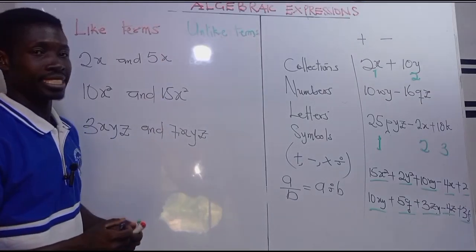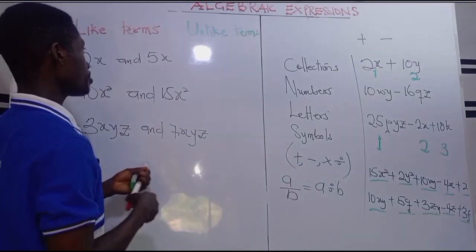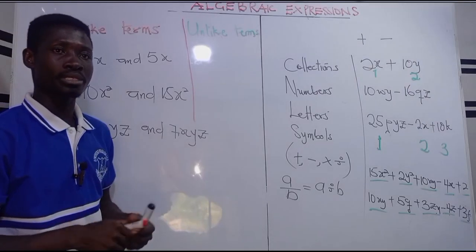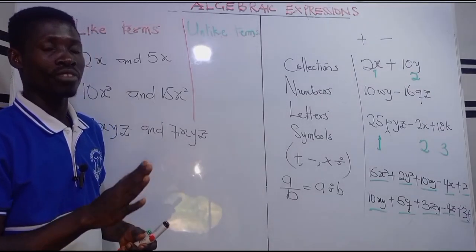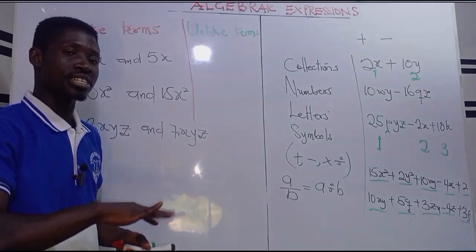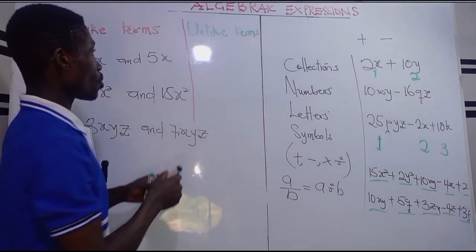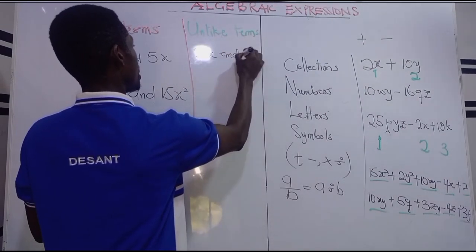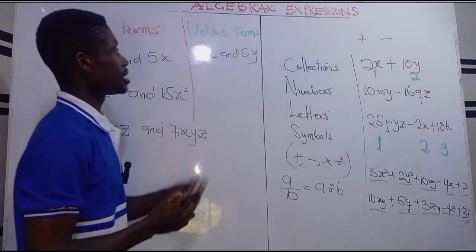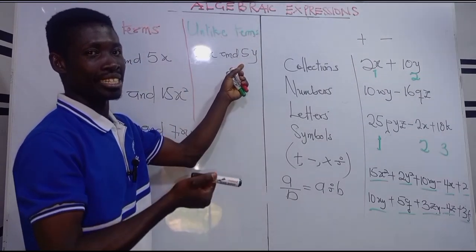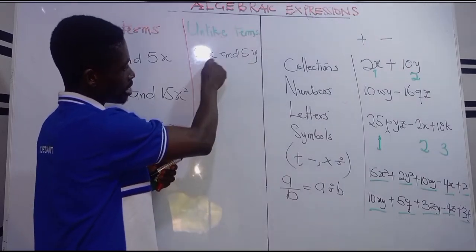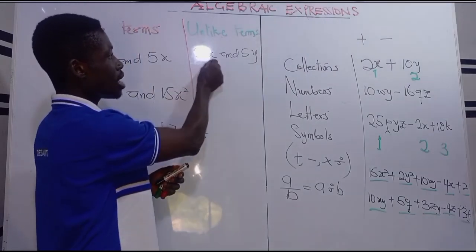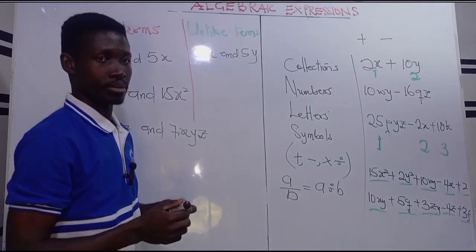Now, what about unlike terms? Unlike terms are terms that do not have the same variable factors. In other words, they have different variable factors. So, when you have, let's say, 2x and 5y, these two terms are unlike terms because they have different variables. We have x and then y, and x is different from y. So we say that 2x and 5y are unlike terms.